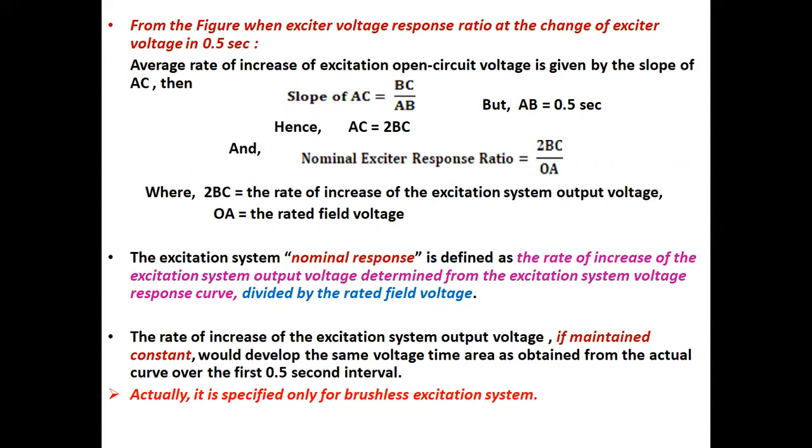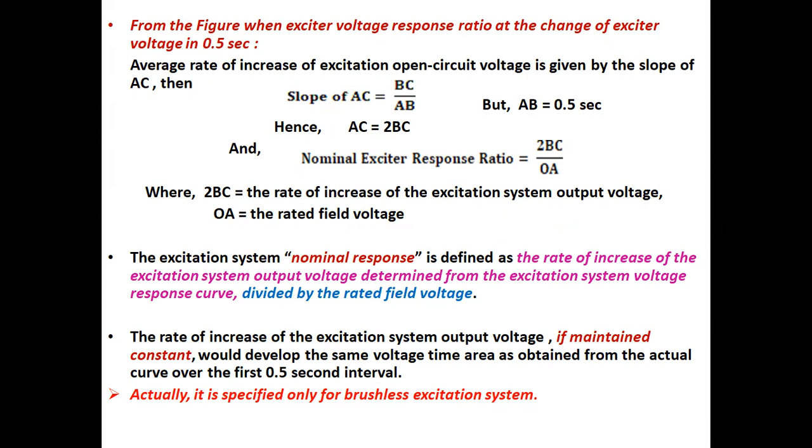The excitation system nominal response is defined as the rate of increase of the excitation system output voltage determined from the excitation system voltage response curve divided by the rated field voltage.